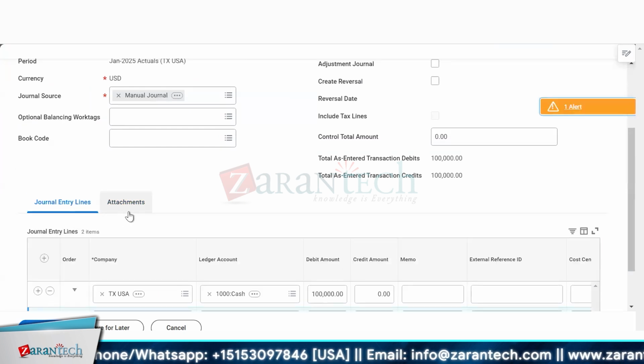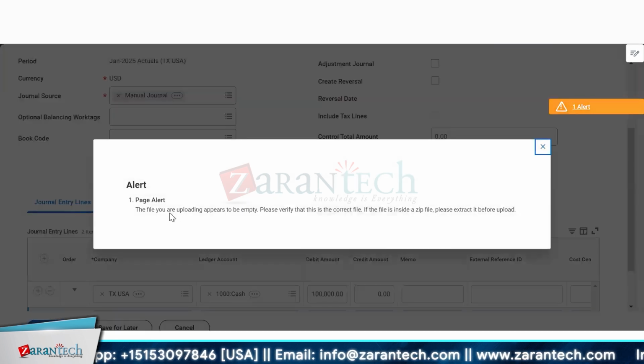So once it is submitted, the system creates an alert. So let's check this alert. The file you are uploading appears to be empty. Please verify that this is a correct file. If the file is inside a zip file, please extract it before upload. So some alert has been there.